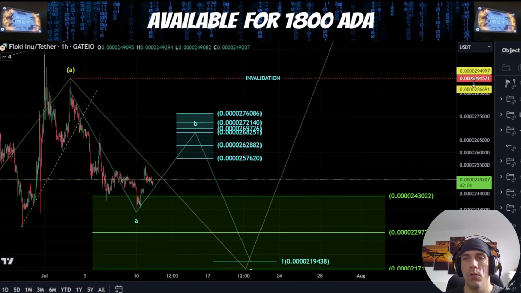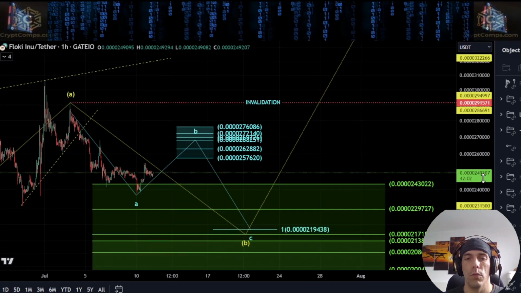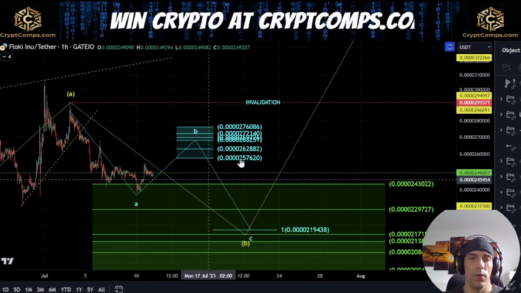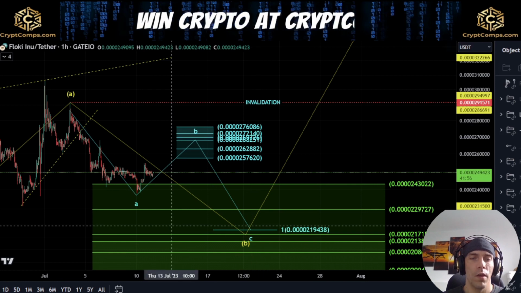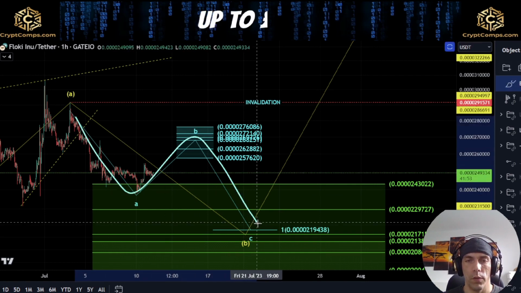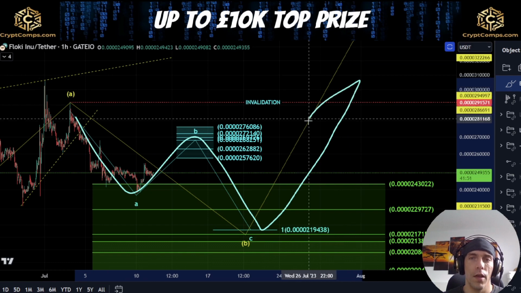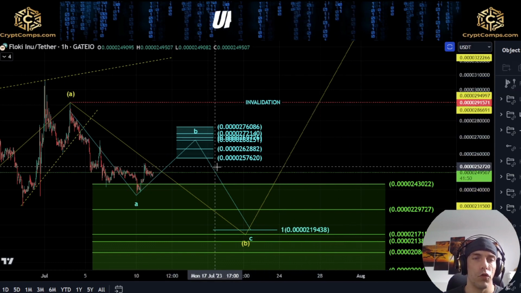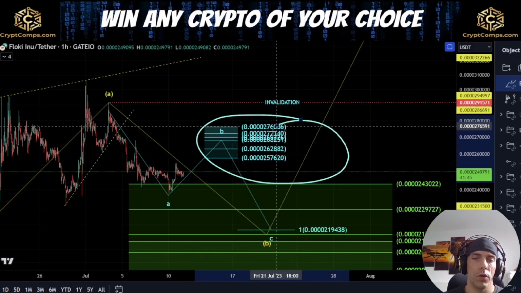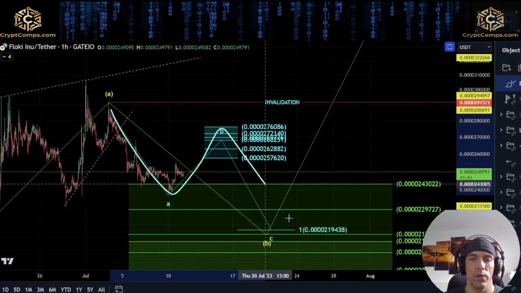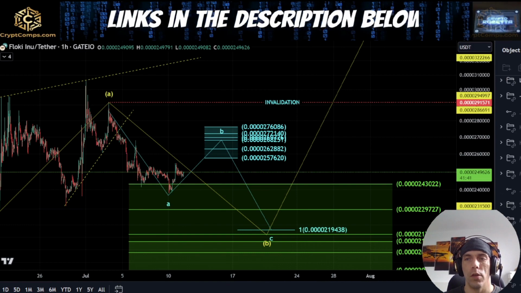Invalidation of this would come by moving above this 291571, but for as long as we are below this and below this zone here of this 2676086, then I will be looking for this potential of this continuation to the downside here, and then that possibility of that push to the upside here. So I'm going to keep an eye on this. This is our rejection box. If we fail to break above this, we could see this continuation to the downside.